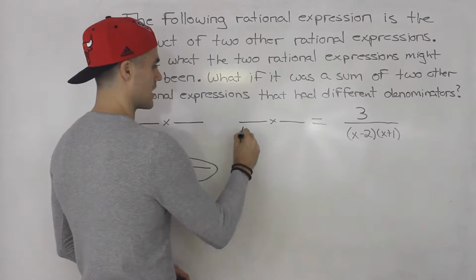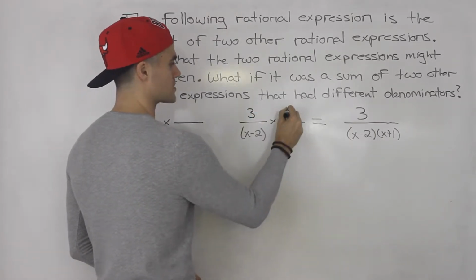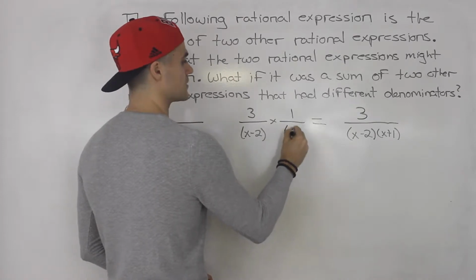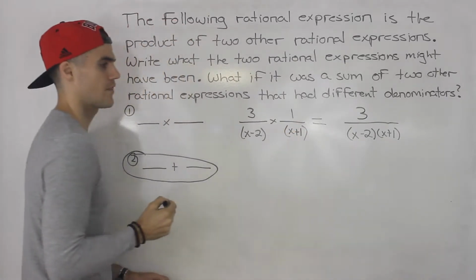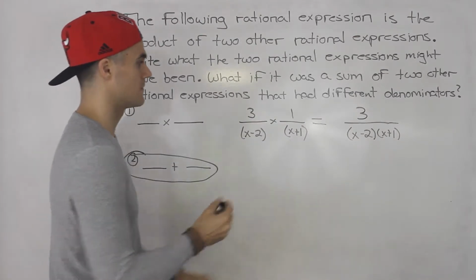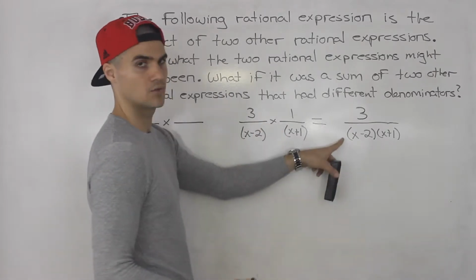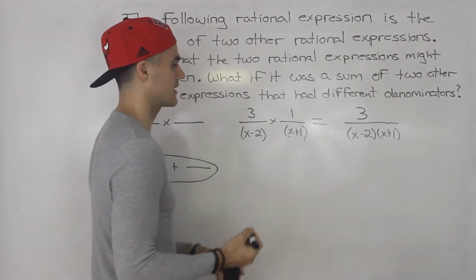So what two rational expressions multiplied by each other would give us this? Well, how about x minus 2? Let's put a 3 up here, and then let's put a 1 up here, and then x plus 1. That works out, right? 3 over x minus 2 times 1 over x plus 1. You just multiply the numerators, multiply the denominators. You would end up with this. There's no other factors that could cancel out.